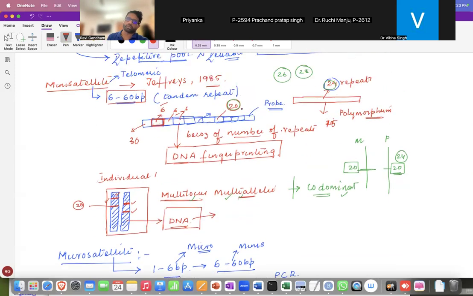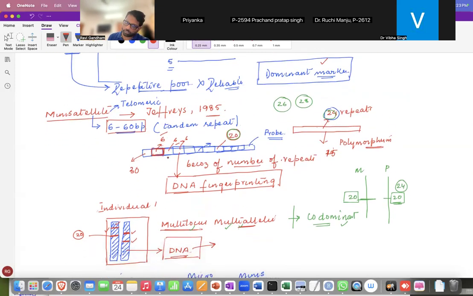Okay, I forgot one important thing, guys. Sorry about that. I want you to refer to one particular thing. Why at all is there a difference of 20 and 24 among individuals? This is mainly because of DNA slippage during recombination. Just read about this, DNA slippage during recombination.